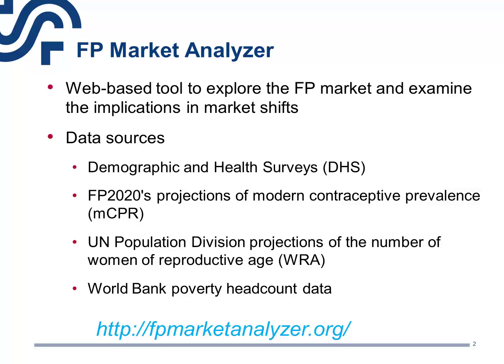The FP Market Analyzer is a web-based tool to explore the family planning market and examine implications of market shifts. Several data sources are used in this tool, including DHS surveys, FP 2020's projections of MCPR, UN Population Division's projections of the number of women of reproductive age, and World Bank poverty headcount data. The site can be found here at fpmarketanalyzer.org.